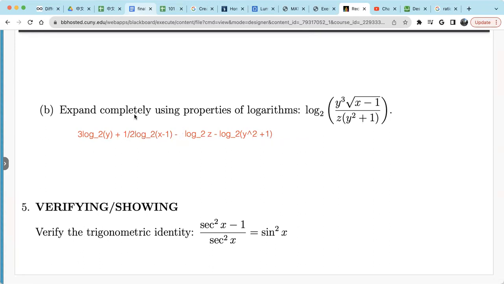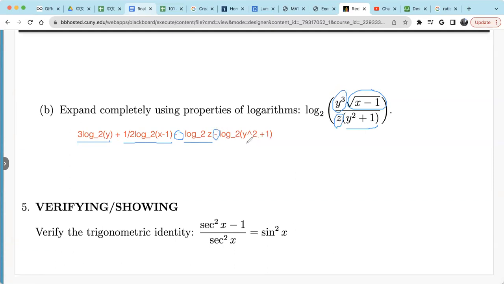And that's it. How many terms do we have? Let's count. We have 3 log base 2 of y that comes from this. We have a half log base 2 of x minus 1. That's from this one. Both are in the numerator, so they're both positive. Now let's see this one, log base 2 of z. That's from this one, because it's in the denominator, so it's negative. Then we have this term, y squared plus 1. That's log base 2 of y squared plus 1, negative, because it's in the denominator.